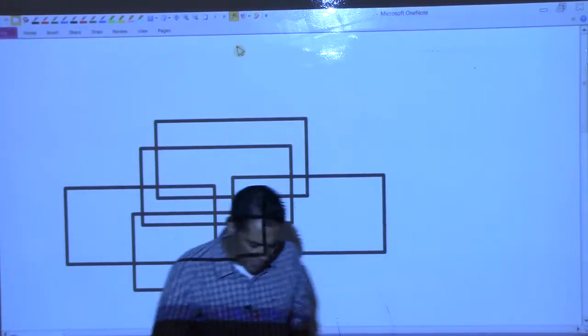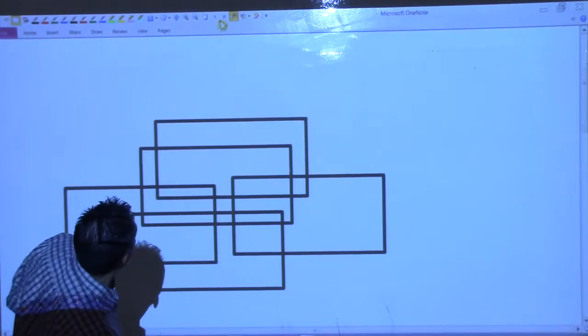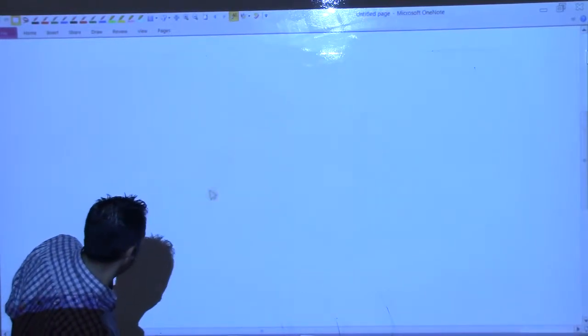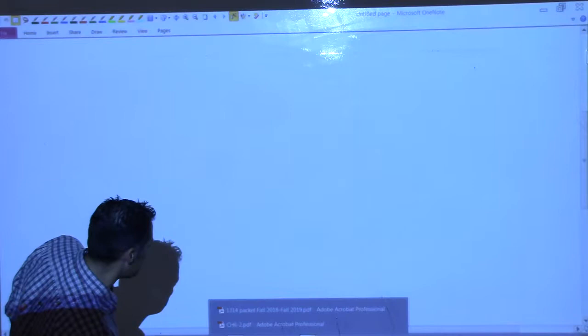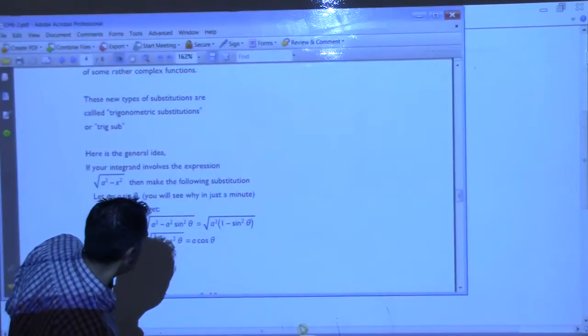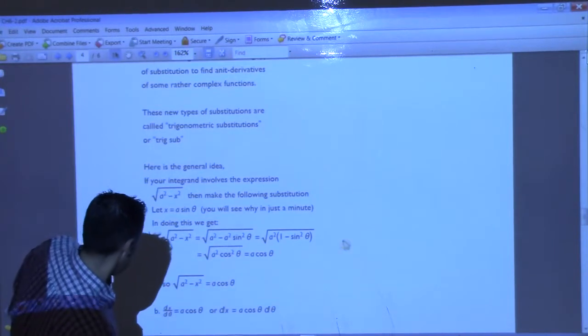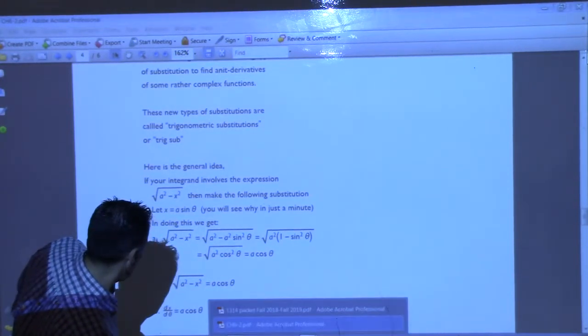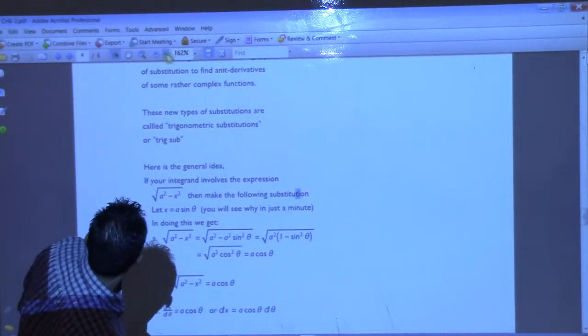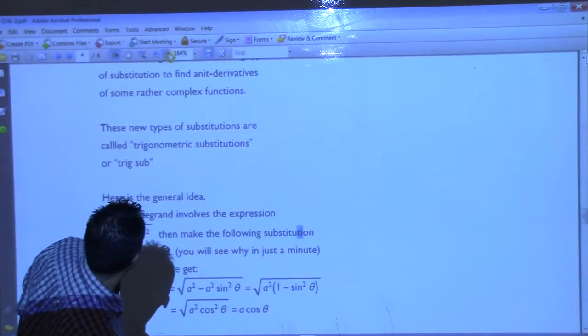So last class we were talking about trying to find the antiderivatives of integrals that involve trig expressions, right? Sines and cosines specifically. Oh, that's not it. Why does this look so small? There we go.